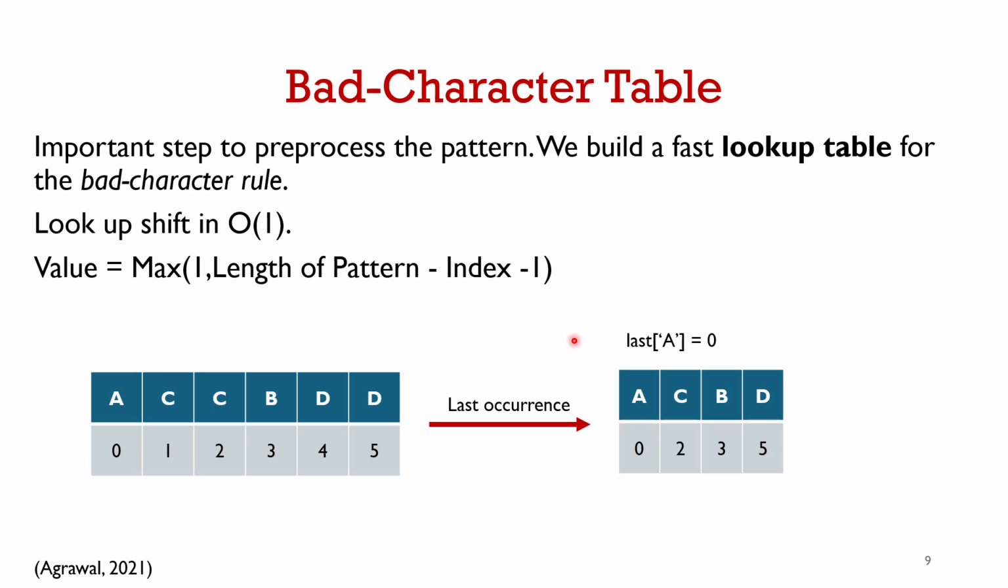Why are we doing this? Pre-processing creates a simple mapping table that tells us how far to shift the pattern on a mismatch, making Boyer-Moore fast in practice. We will discover more on the next slide.